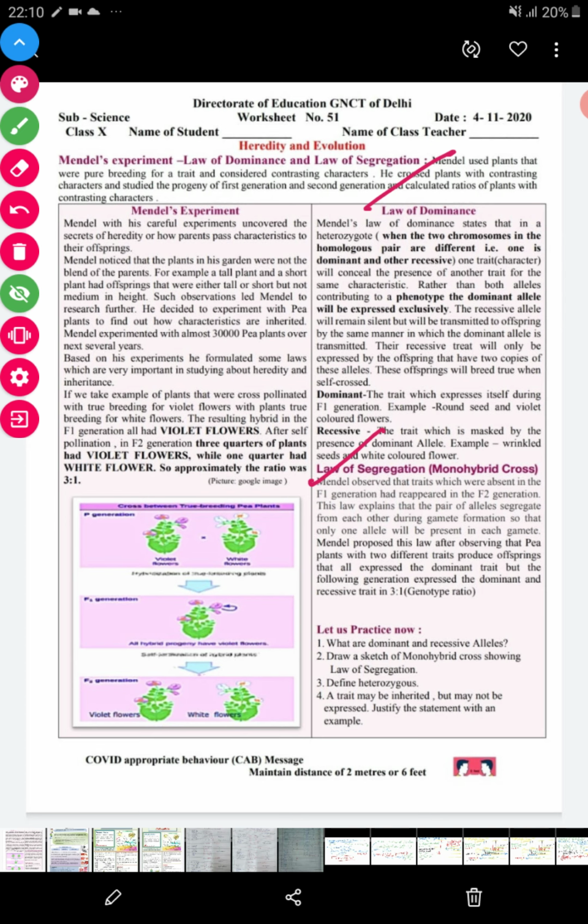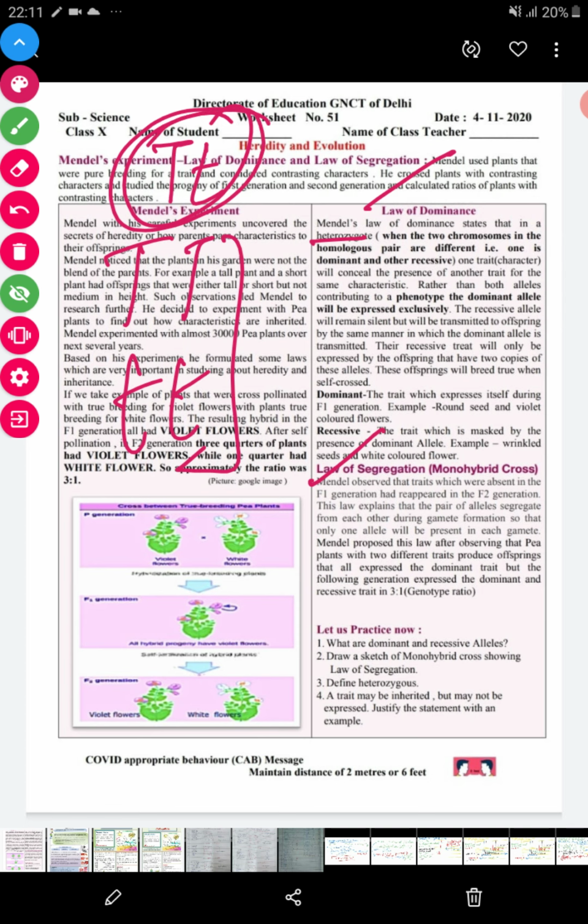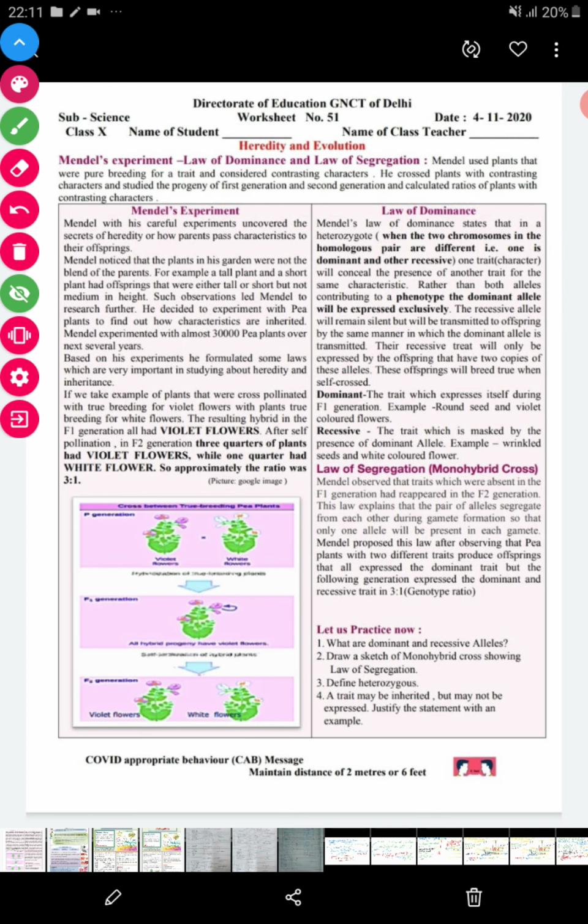Mendel's law of dominance states that in heterozygous, means when we have these two, these are homozygous, they both are homozygous, and this is a heterozygous zygote. So Mendel gave the law of dominance, which states that in heterozygous, when two chromosomes in the homologous pair are different, one is dominant and other is recessive, one trait will conceal the presence of the other trait. One trait dominates the other trait, okay, for the same characteristic.